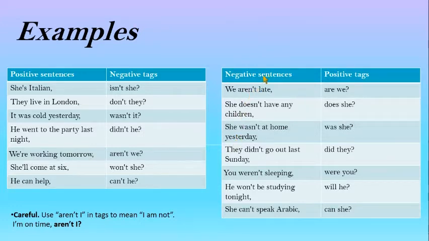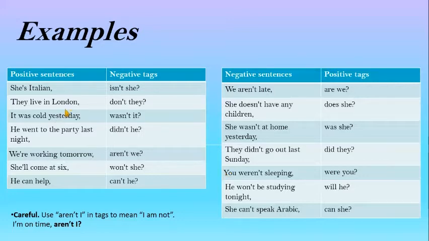And here we have negative statements and positive tags. We aren't late, are we? She doesn't have any children, does she? She wasn't at home yesterday, was she? They didn't go out last night, did they? Sorry, you weren't sleeping, were you? He won't be studying tonight, will he? She can't speak Arabic, can she?